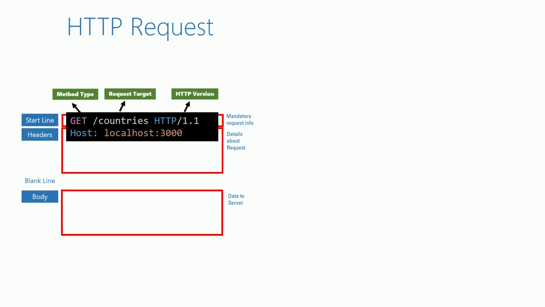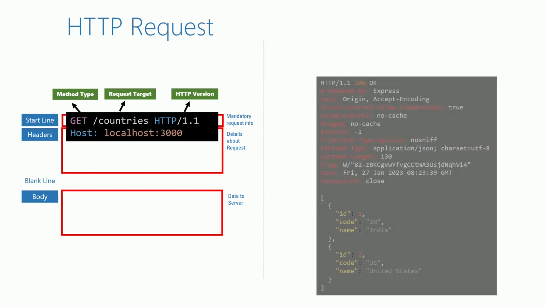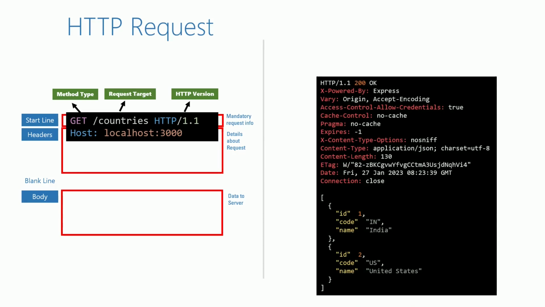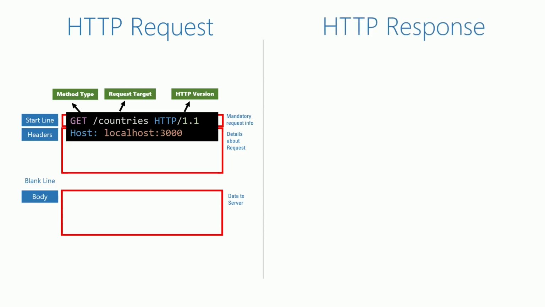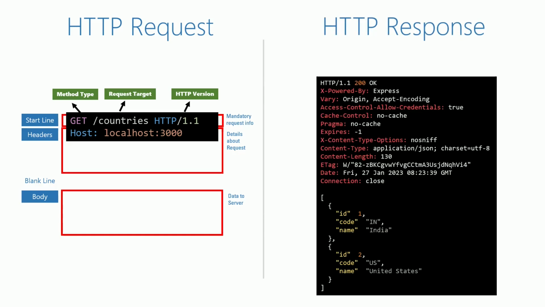In a series of videos, we are learning HTTP client module. Currently, we are having a detailed look into HTTP protocol. In the previous video, we had a look into HTTP request. For this HTTP request, this is the HTTP response sent back by the server, which contains the list of countries. In this video, we will have an overview about HTTP response using this example response.